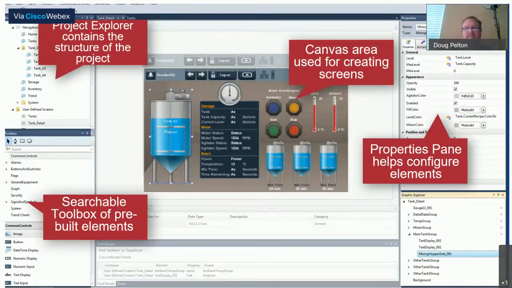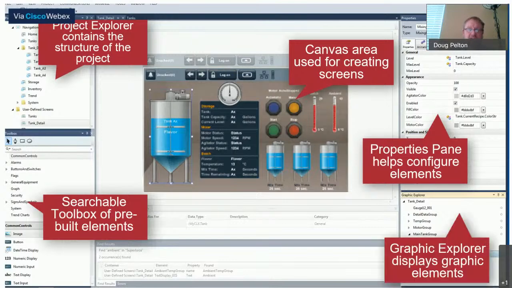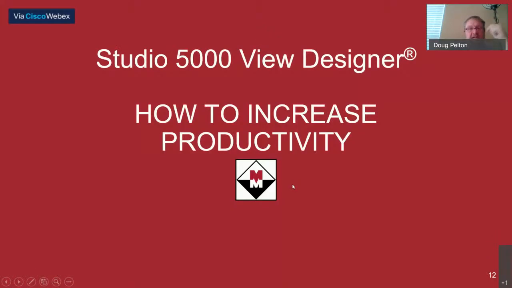The canvas area, this just emulates exactly what your screen is going to look like. I'm sure anybody who's done any HMI programming is very familiar with that. And then the graphics explorer, again, whatever has focus, so this tank right here has focus, and you see that the main tank group is highlighted there. So whatever is combined in that element is going to be down there.